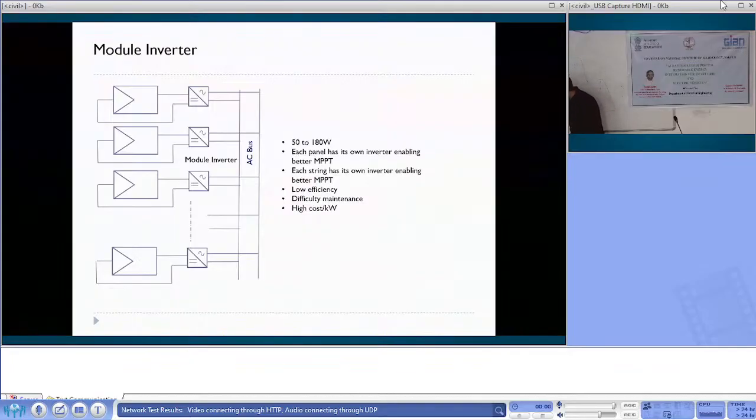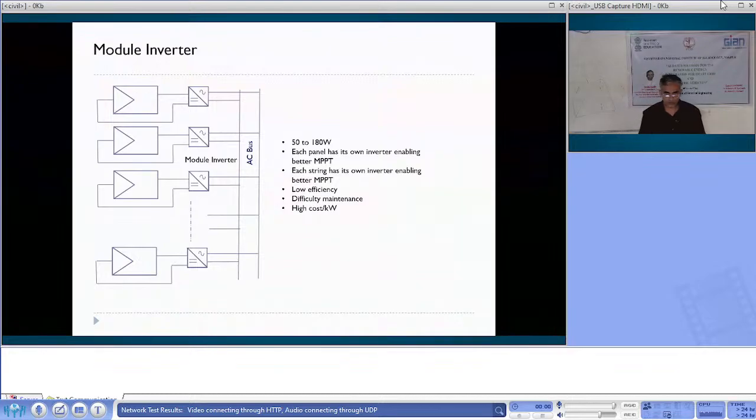Initially I am lying here, now I am lying here, so I am going away from that. This is one of the algorithms, called the hill climbing algorithm. I have to track this point, but I am moving in this direction. So I will increase my reference voltage so that I will track this point. I have to always track this point.